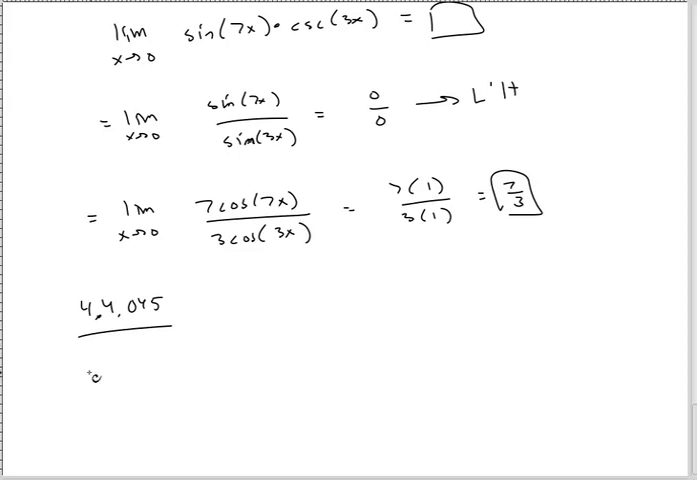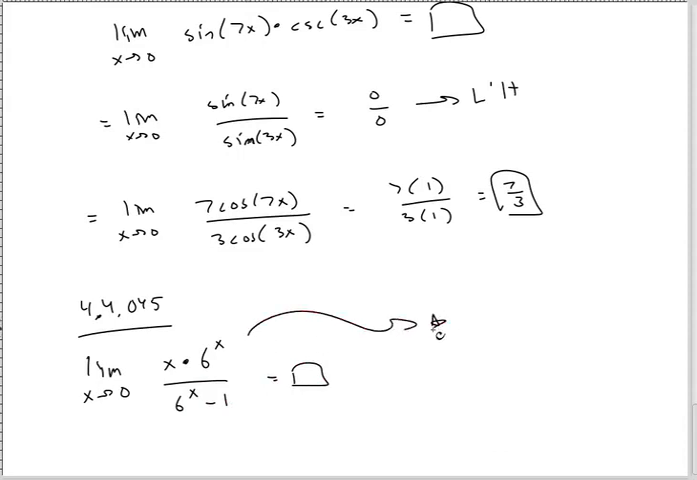I don't know. So limit as x goes to 0 of x times 6 to the x divided by 6 to the x minus 1. All right. So I don't know derivatives with different bases, but I'm going to have to tell you that on the side here. I have it in my notes. So my derivative of 6 to the x is actually, this is really weird math here, derivative of e to the ln 6 times x. So I basically just rewrote this into this format here.